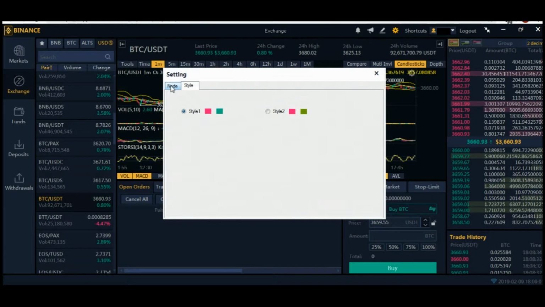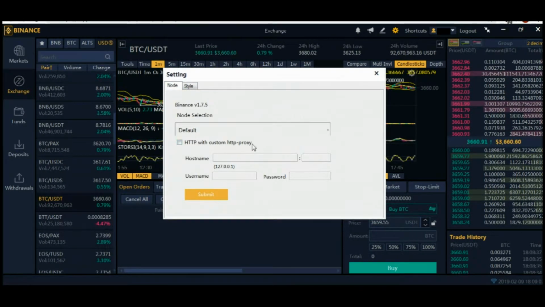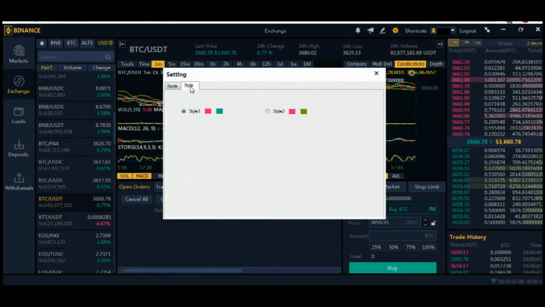Settings. I don't know exactly what you would need this for. I don't use it. Perhaps this is just like an easier login type thing. This changes it to a horrendous green. You might like that better. That's perfectly fine. You're allowed to.